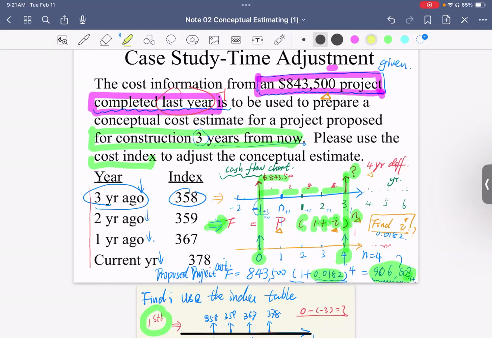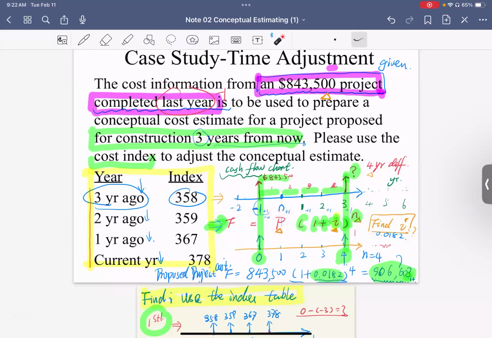So it starts with finding the i. The first step is finding the i using the table. The table is referred to here. So this is the first step. Once you find your i, you can easily put it back in here, and then you will be able to find your project cost from your known project, and you know the year difference.